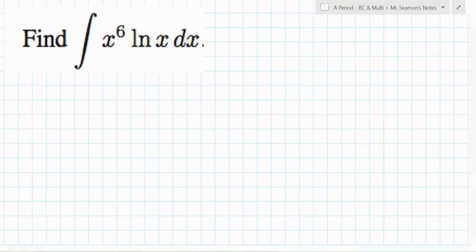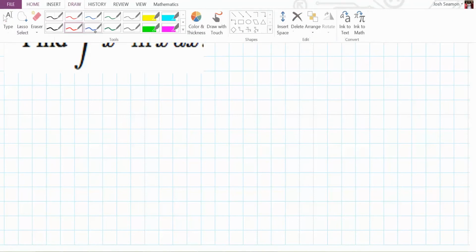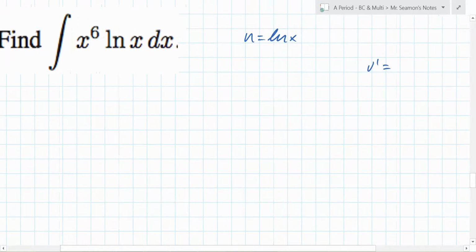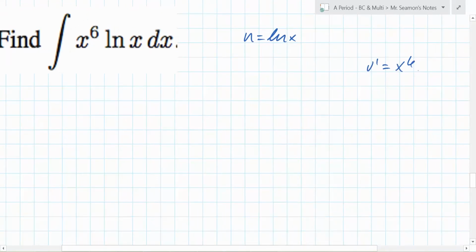Anybody want to guess what U is? What we should choose for U? We'll try ln x. So that's going to make V prime equal to what? x to the 6th dx. So what's U prime going to be? 1 over x dx. And what's V going to be? 1/7 x to the 7th. So let's try this out.